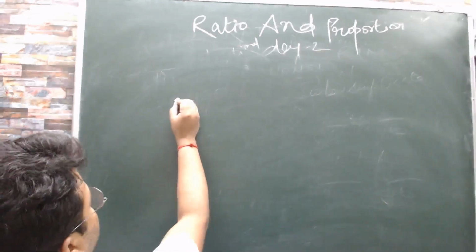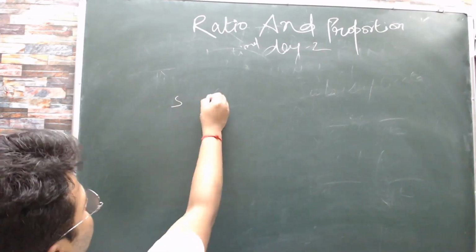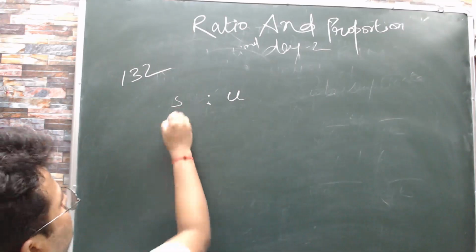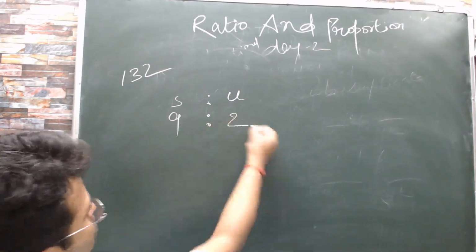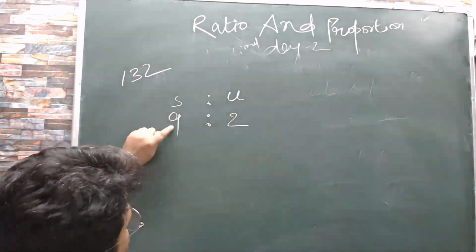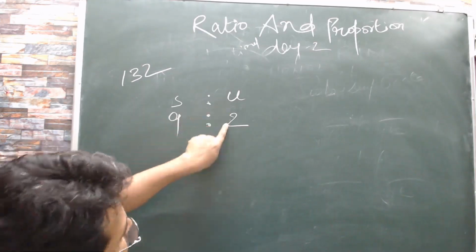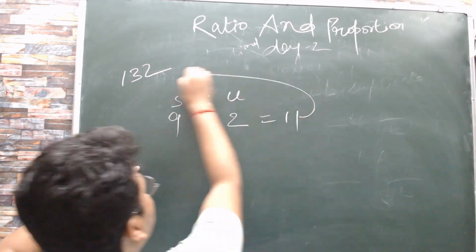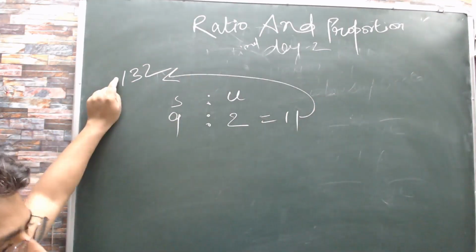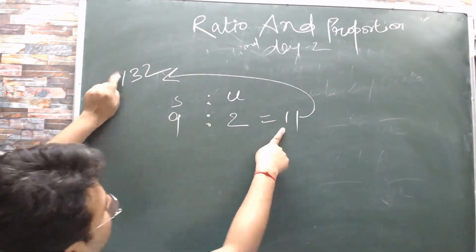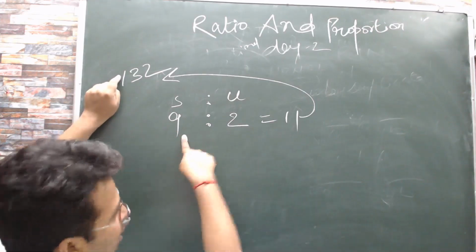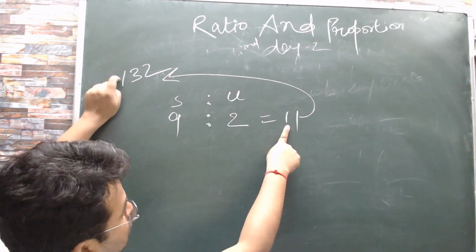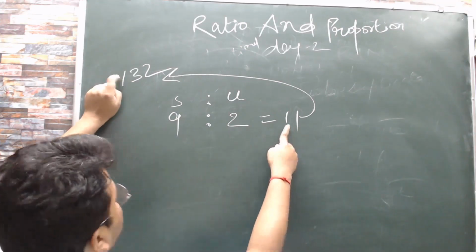See, successful and unsuccessful students out of 132 is 9:2. Right? It means if 9 students are successful, then unsuccessful is 2. So the total number of students is 11. But the question is saying the total number of students is 132. So how can you make this 11 into 132? See, successful is 9, unsuccessful is 2, so you have 11 students.